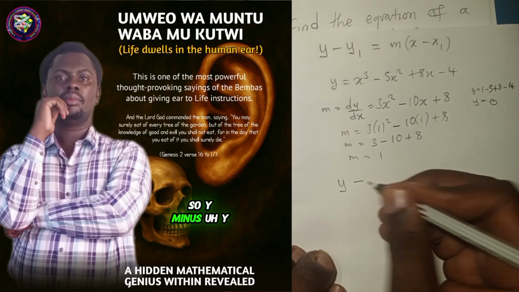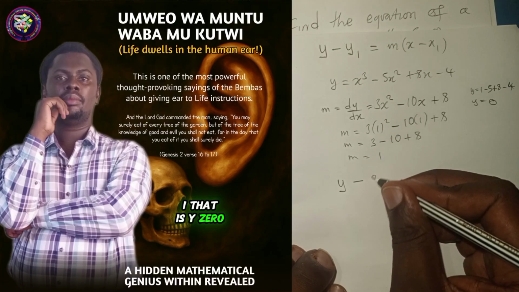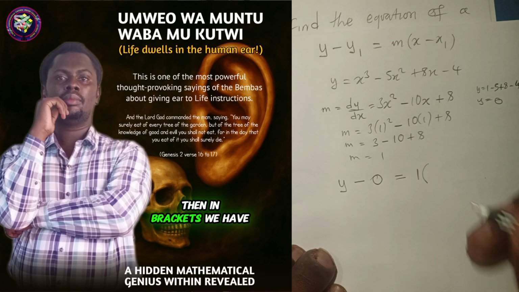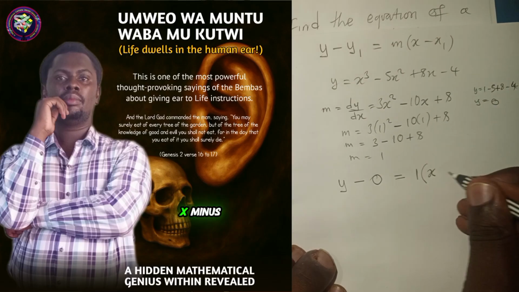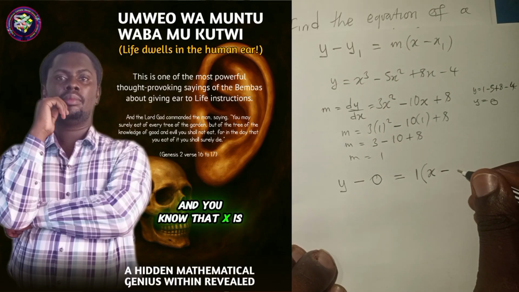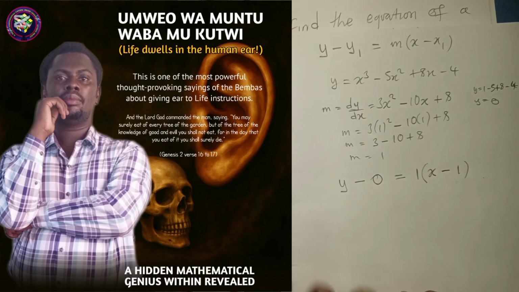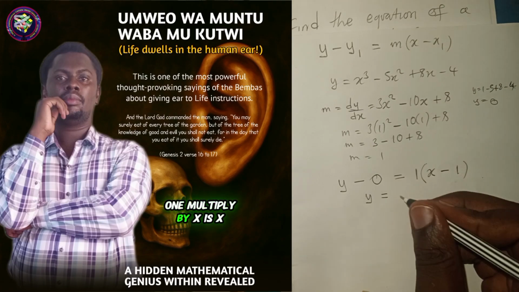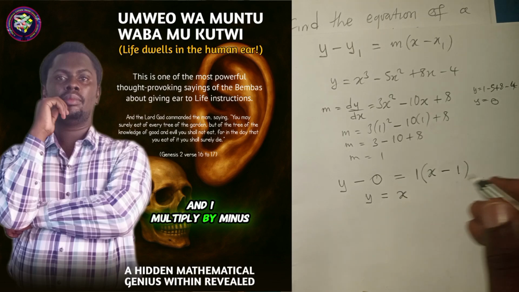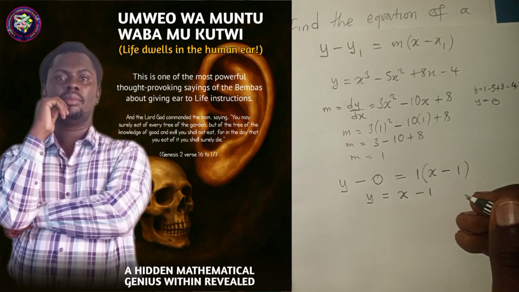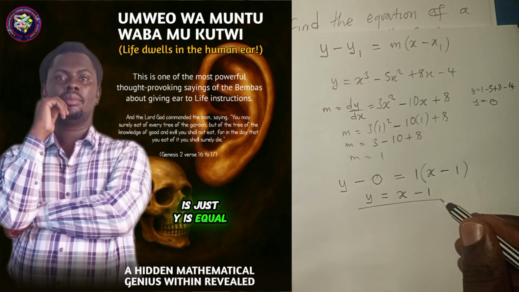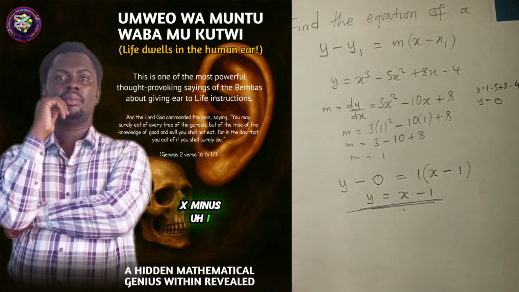So y minus y1, that is y is 0, so y minus 0 is equal to 1, then in brackets we have x minus, and we know that x is 1. Okay, so y minus 0, that is just y, is equal to 1 multiplied by x is x, and 1 multiplied by minus 1 is just minus 1. So therefore, the equation of the tangent is just y is equal to x minus 1.